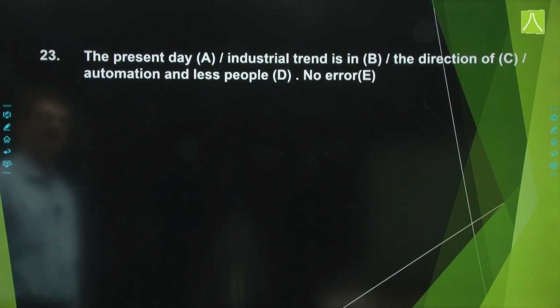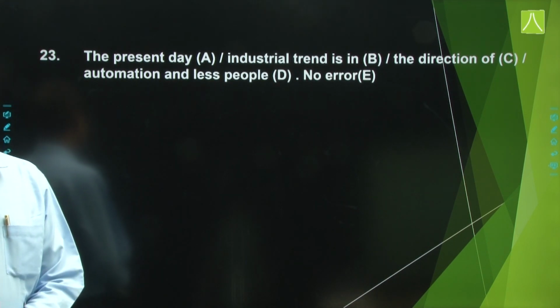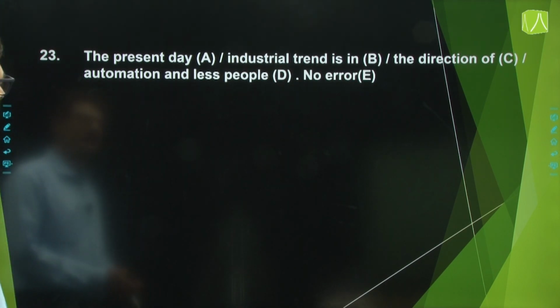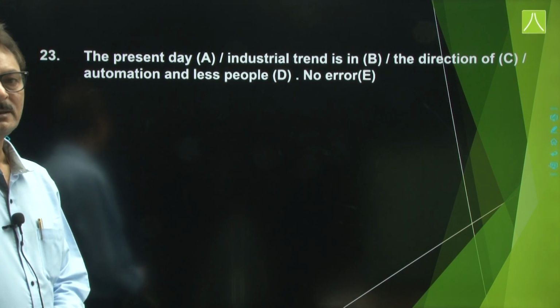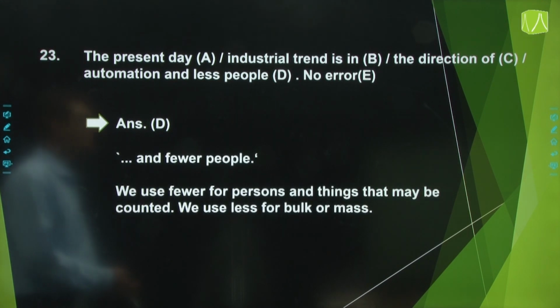चलते हैं आगे. The present day industrial trend is in the direction of automation and less people. Nice one. ध्यान से पढ़ो. The present day, no error in part A. Industrial trend is in straightway, कोई error नहीं है इसके अंदर. The direction of, no error. Could be something in part D. Automation and less people. क्या सही है? Is it correct or incorrect? The error is in part D. And क्या error है? Fewer people.